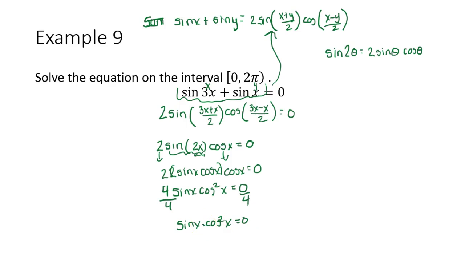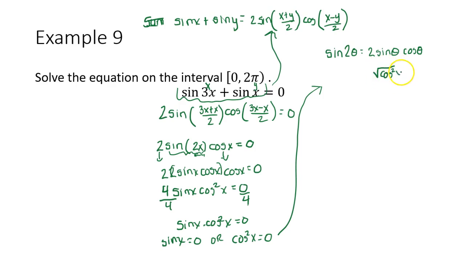Now I can use my zero product property, where the sine of x is going to be equal to 0, or the cosine squared of x is going to be equal to 0. Let's bring this up here. The cosine squared x, let's see, we'll need to square root both sides here. And of course the radical and the square will cancel. We're going to be left with the cosine of x equal to 0.